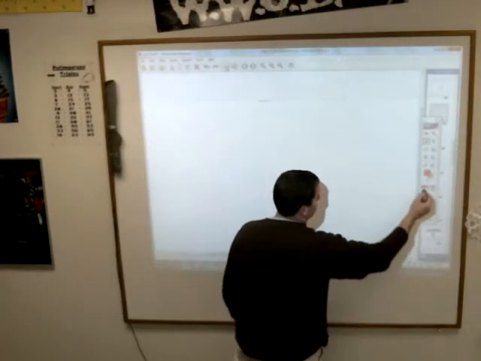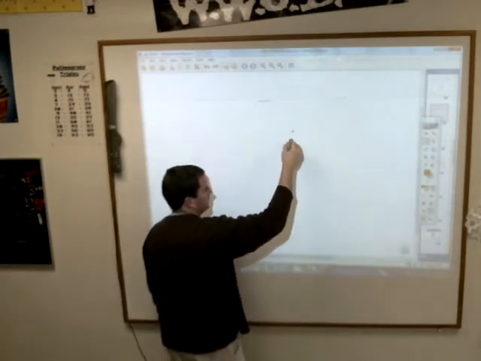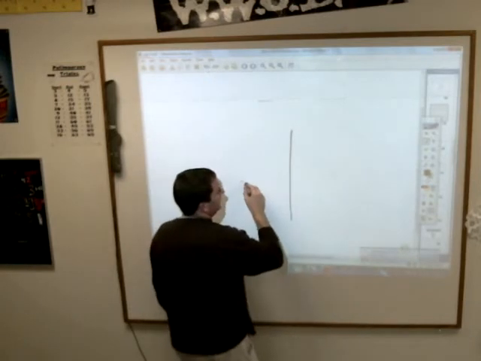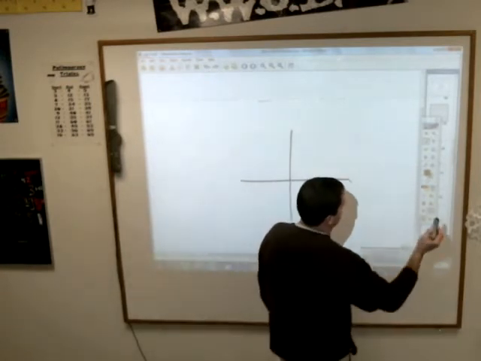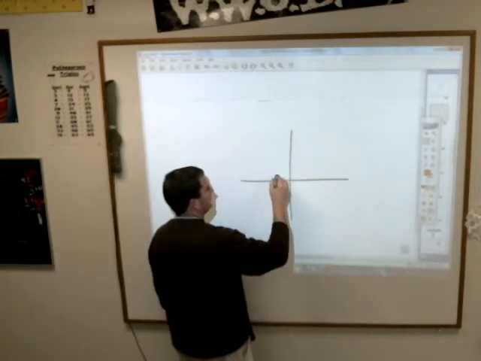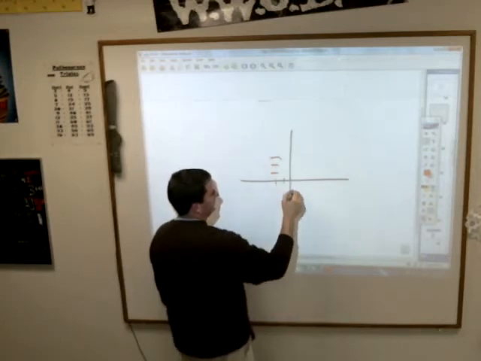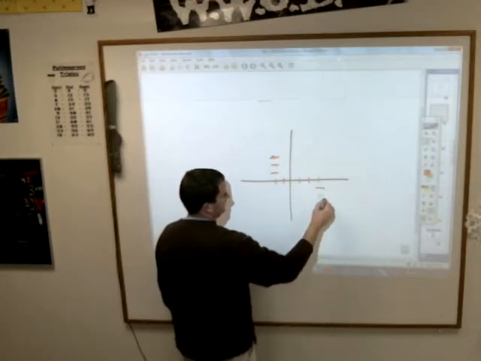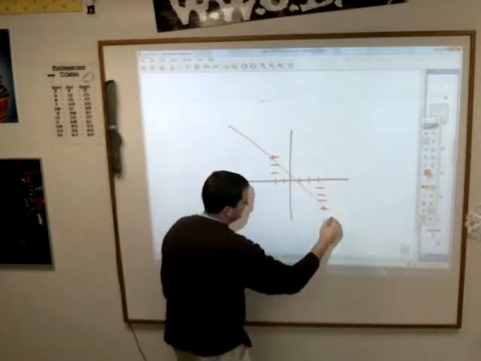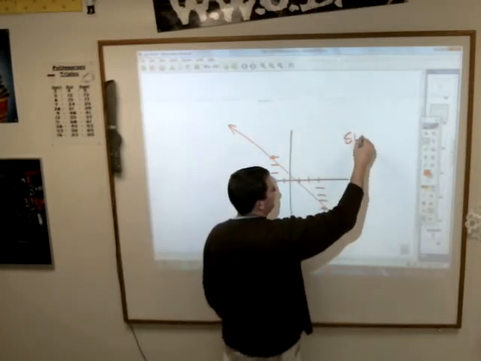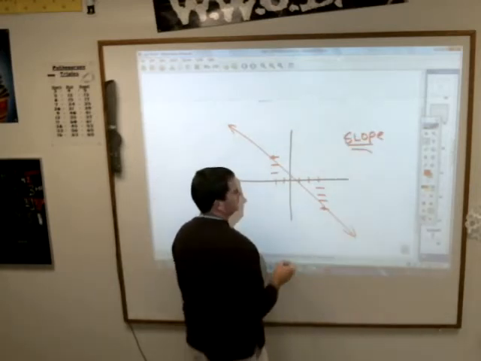So here's another example. Again, you've got to draw some nice straight lines here. Let's say I have a point right here and a point here. And here's my line. And I ask you to give me the slope of this line.